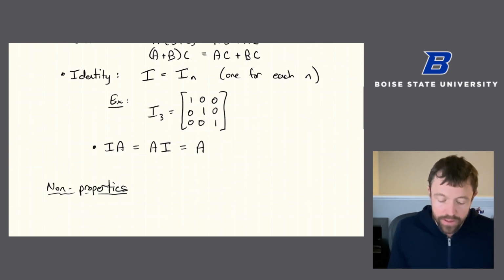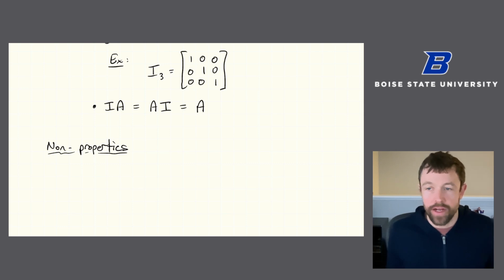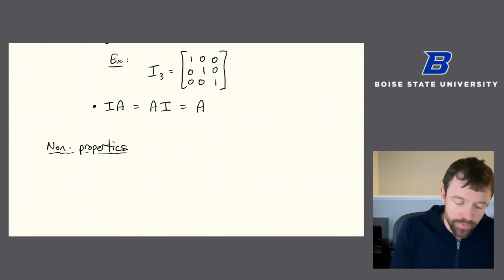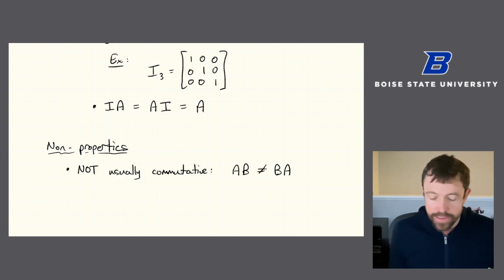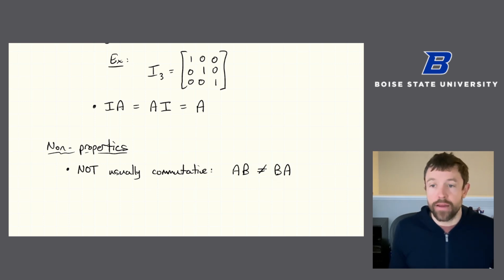All right, let's look at some non-properties. It's weird to list things that aren't true, right? Lots of things aren't true. I want to list some things that you might think were true just because they're true of the real numbers, but they aren't true for matrices. The most important one is that matrix multiplication is not usually commutative. You generally can't assume that A times B and B times A are equal. In fact, usually if you can multiply A times B, you can't multiply B times A, right?